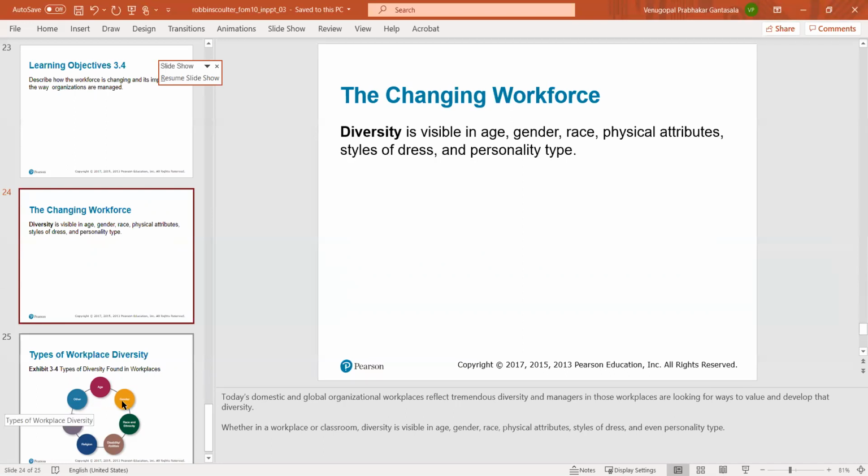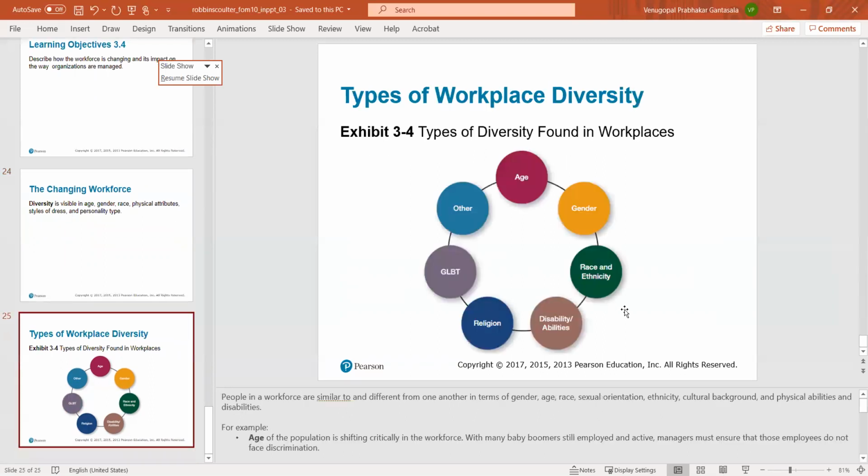Equal employment opportunity company, right? An EEO company says that we encourage people from all diverse backgrounds, which could be age, gender, race, physical attributes, cultures, and whatever you want to talk about, LGBT. So obviously, we want to make sure we have enough representation from every part of society, and that's the key. So we spoke about types of workplace diversity. This is all that it is.